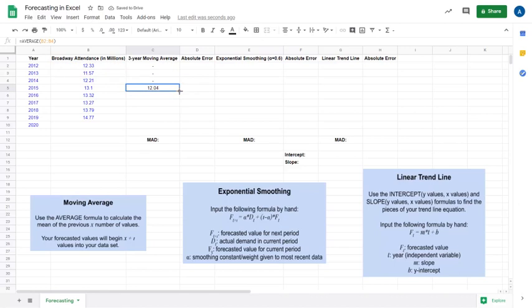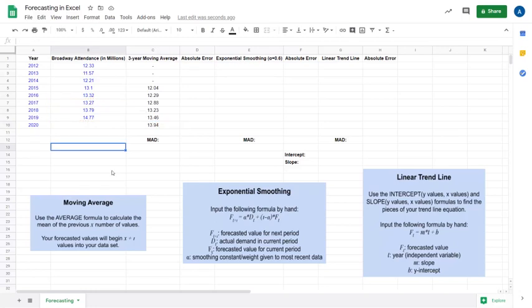And because I use that formula, I can just drag it down and find that our projected value in 2020 would be 13.94 million people. Notice that the moving part has happened, right? We're no longer looking at 2012, 13, and 14. We're looking at the 3 previous years to 2020, so 2017, 2018, and 2019.